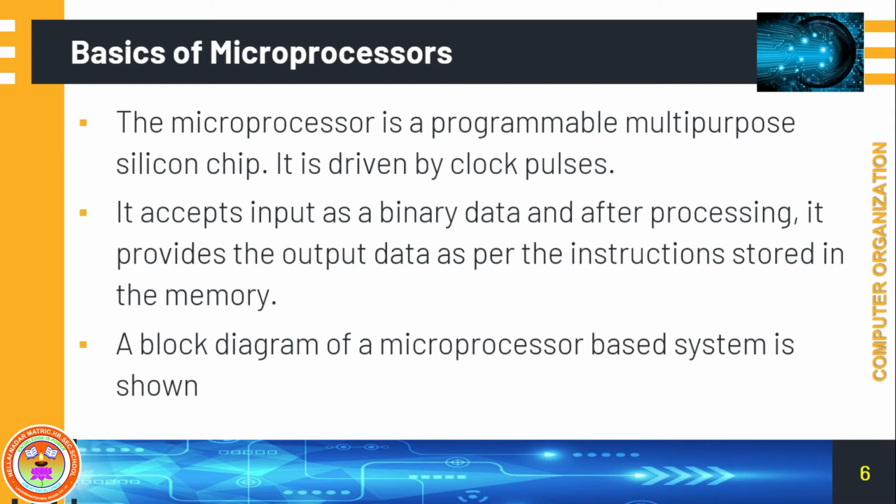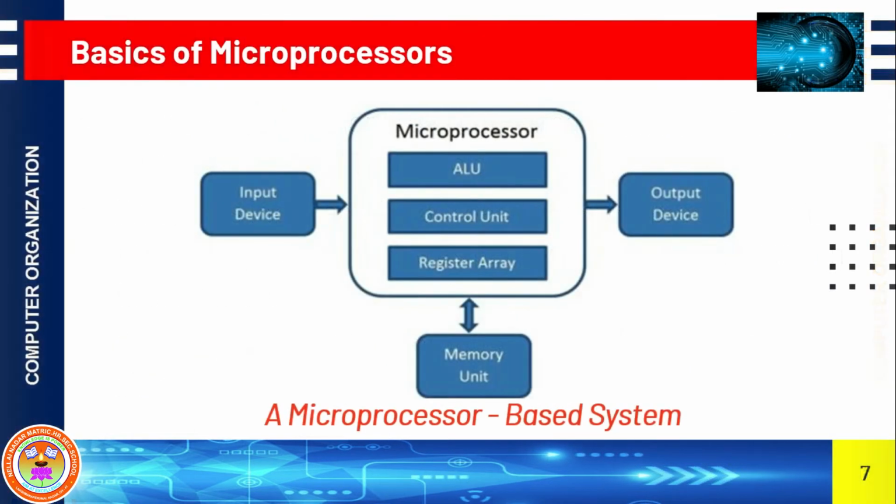Then finally it sends the information as output to the user. So this is the general process, and all of it is maintained and controlled by the microprocessor. Understood? Right. Here I just show the block diagram of a microprocessor-based system. You just see that this is a diagrammatic representation of how the microprocessor works.